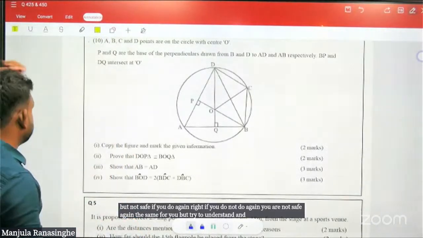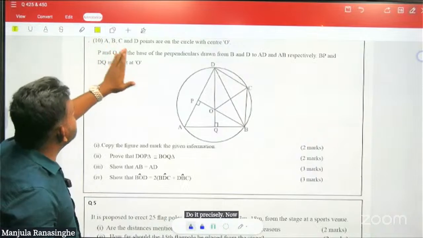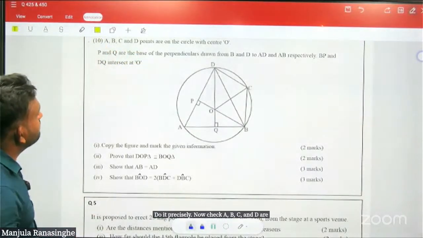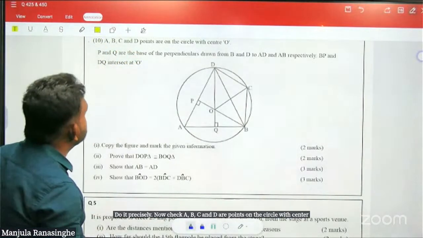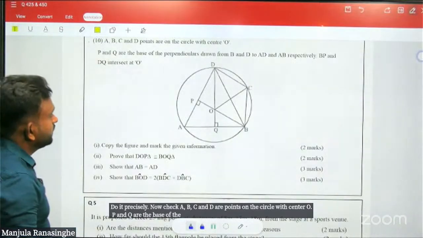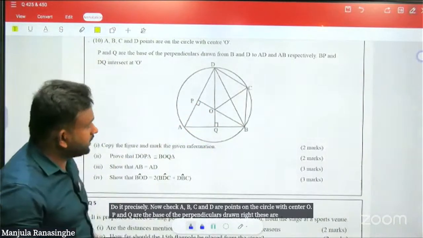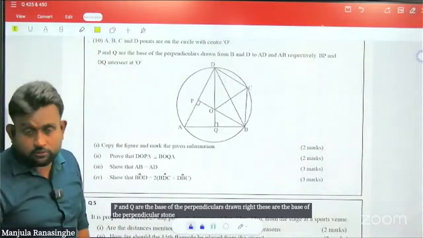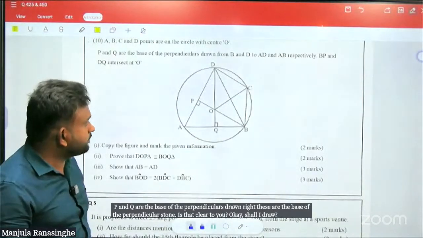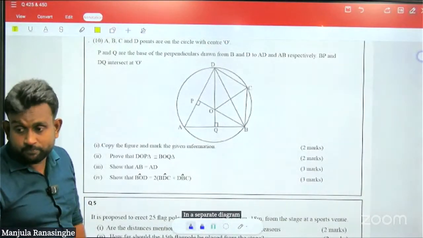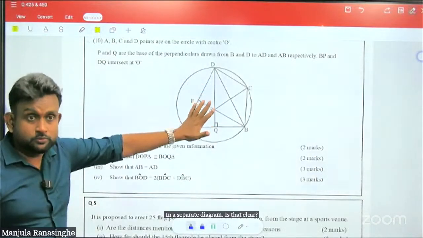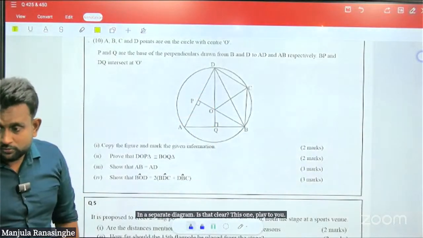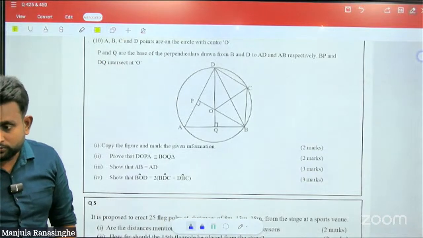Now check. A, B, C, and D are points on the circle with center O. P and Q are the bases of the perpendiculars drawn. Right? These are the bases of the perpendiculars drawn. Is that clear to you? Or okay, shall I draw it in a separate diagram? Is that clear? Okay, fine.